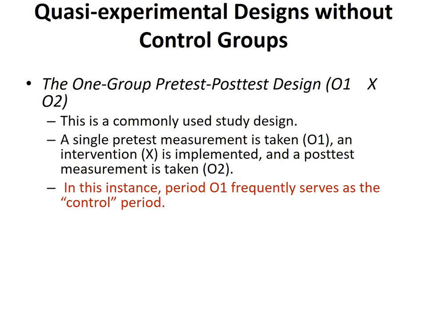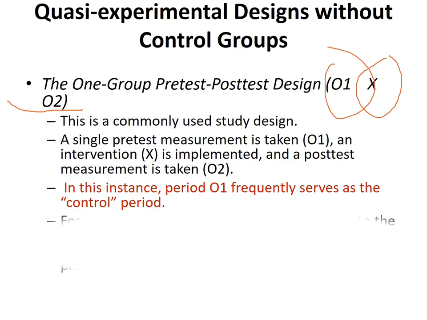The second design is the one group pretest post-test design. So we have O1 is pretest, X is the intervention, and O2 is the post-test measurement or the outcome. This is a commonly used study design. A single pretest measurement is taken, an intervention is implemented, and a post-test measurement is taken. In this instance, period O1 frequently serves as the control period. So you can think of it as its own control. Before the intervention is the control, after the intervention is the outcome or the cases.